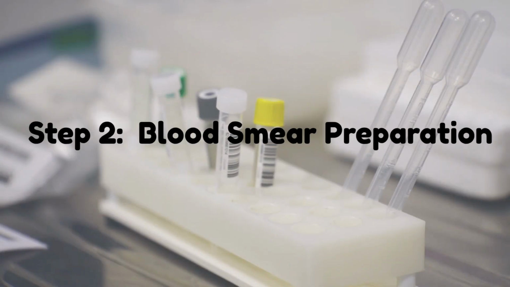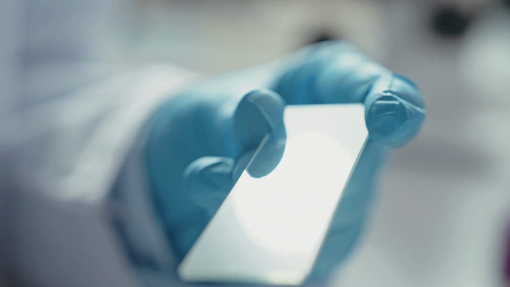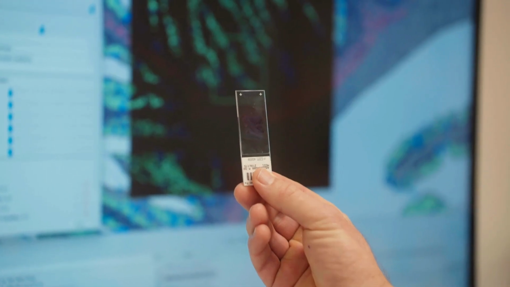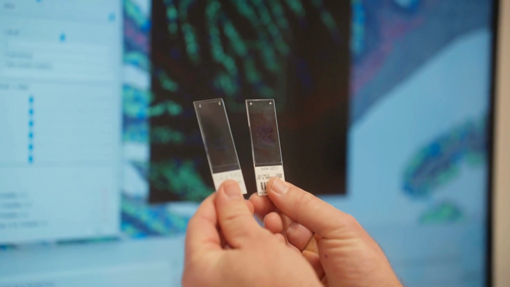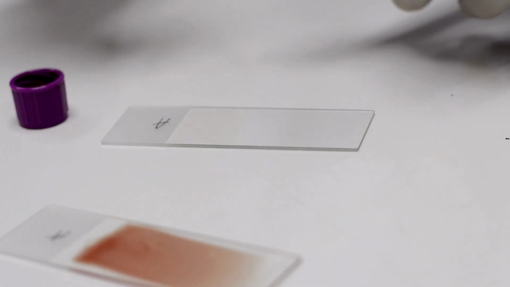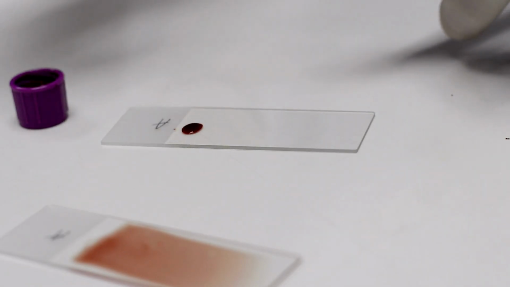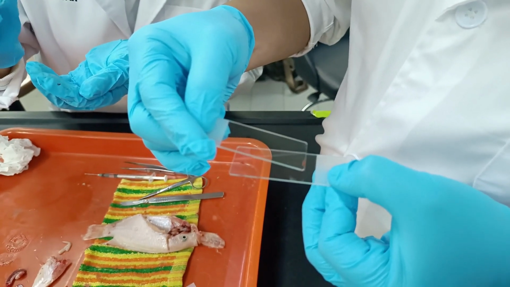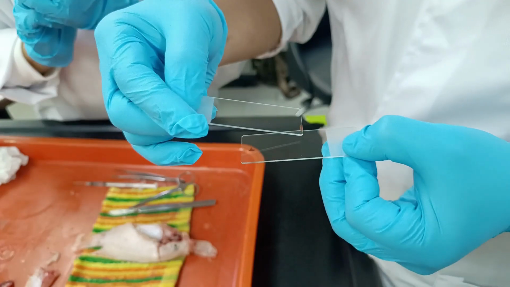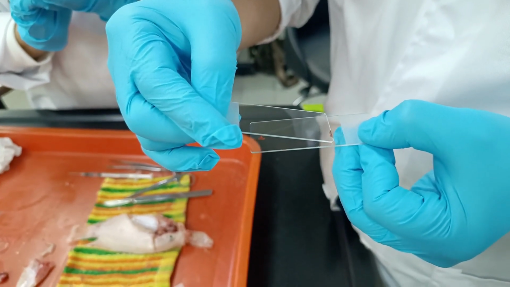Step 2. Blood smear preparation. The next step is blood smear preparation. First, clean the microscope slide with alcohol and allow it to dry. Cleaning the slide with alcohol and letting it dry is essential to ensure the preparation of a high-quality blood smear and accurate microscopic observation. Place a small drop of the collected blood near one end of the slide. Using a second microscope slide held at a 45-degree angle, spread the drop of blood along the length of the first slide to create a thin smear.